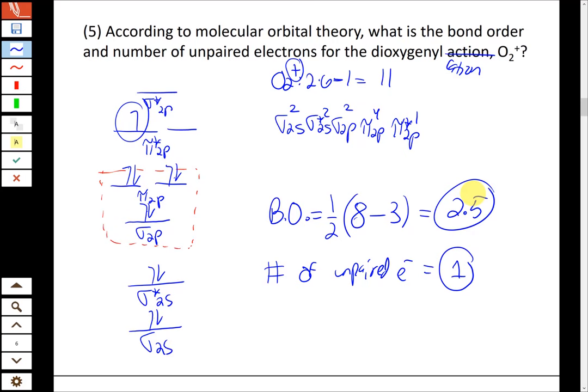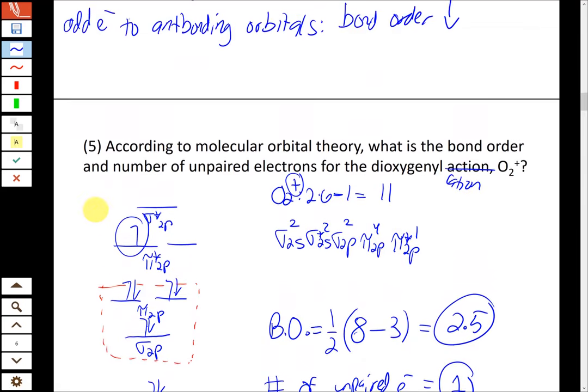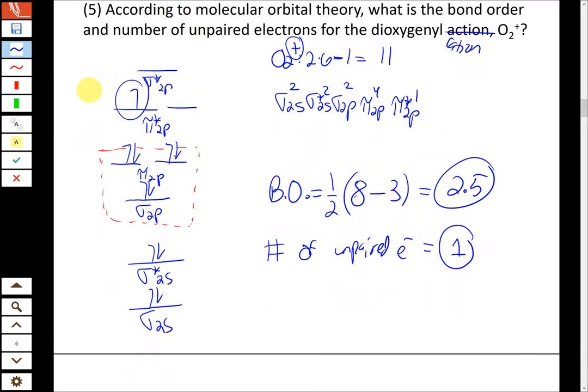Yeah. Why do you split the pi 2p into 2? So the reason that pi 2p is split into 2 is that it's 2 degenerate pi orbitals. And so those are going to be formed by, so if you want to sort of draw it out, you have your molecule here.